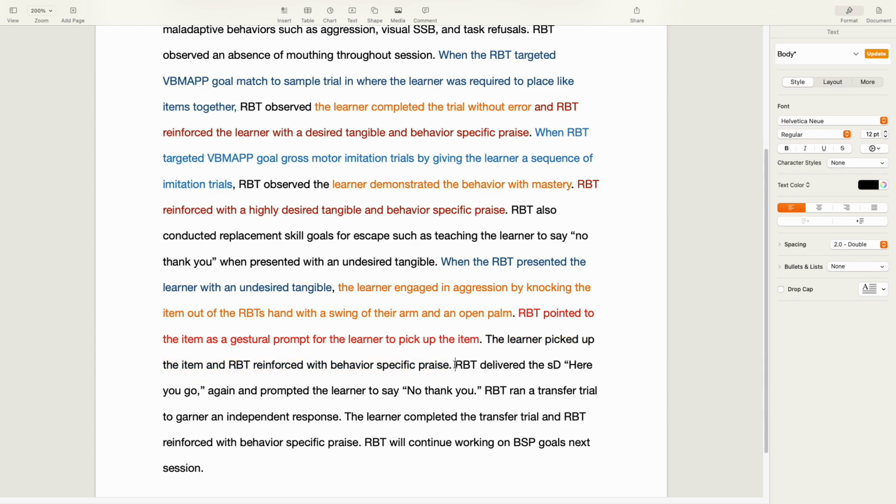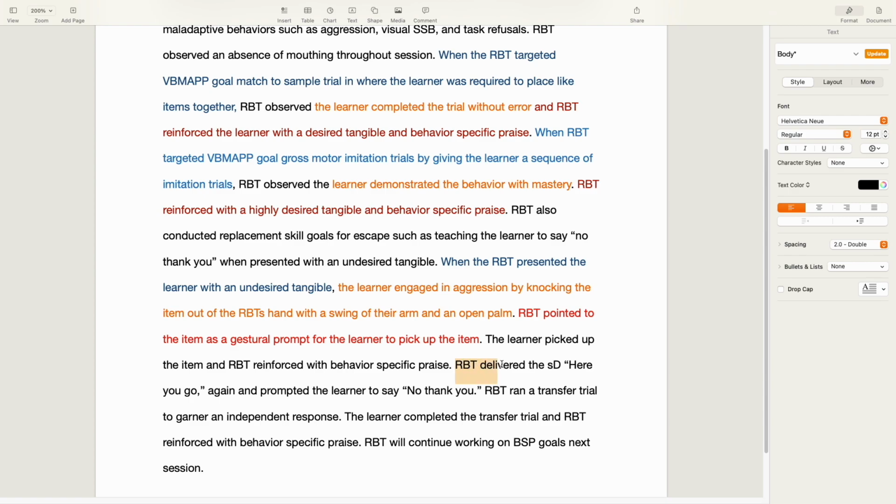And then you can't just leave it like that, where the learner picked up the item and the RBT. So you're gonna reinforce for every desirable behavior that they do. It doesn't matter that they just knocked it out of your arm. When you point to it and they pick it up, you're gonna say thank you for picking it up. And then you're gonna do it again, right?